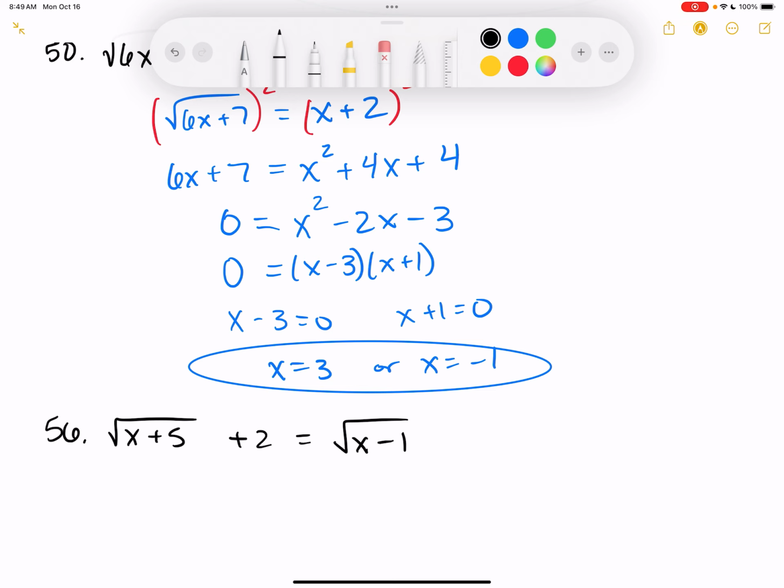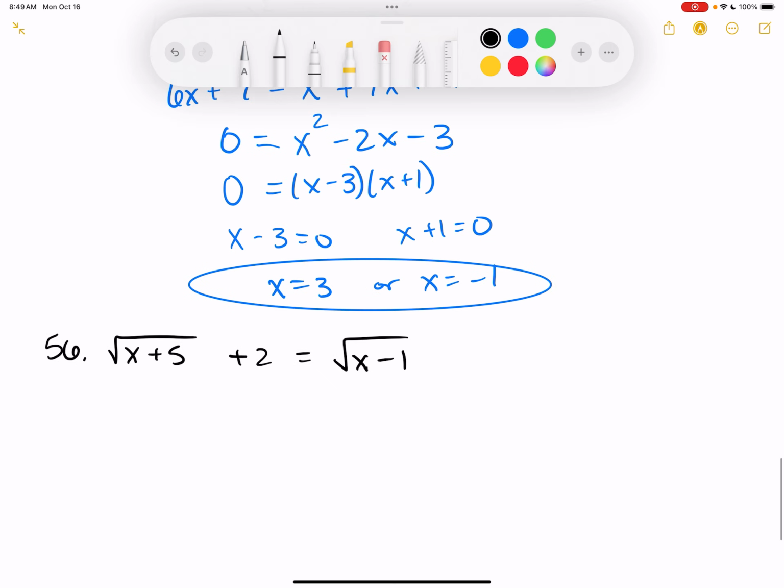So now I still need to square both sides, but I have to be really careful because since I have a square root on both sides, I can't just move that 2 over and make life easier. This is where the parentheses get really important because I'm squaring this whole thing. So this is the square root of x plus 5 plus 2, times the square root of x plus 5 plus 2. And over here, we're squaring this one, so the square root's going to go away.